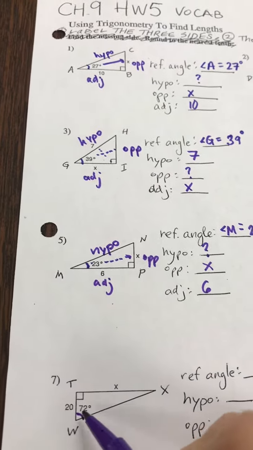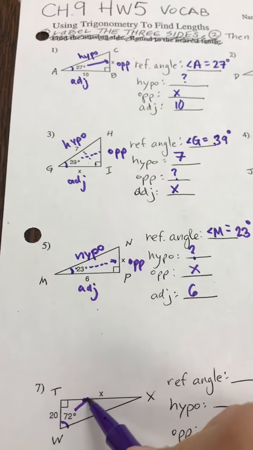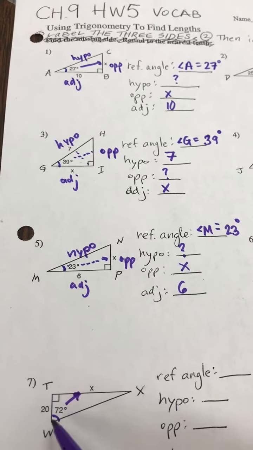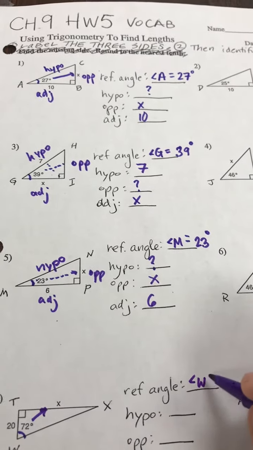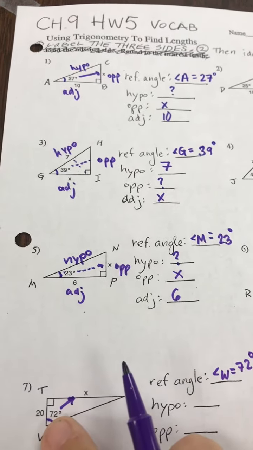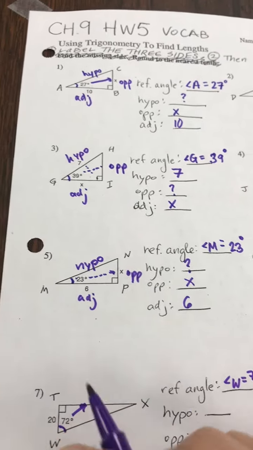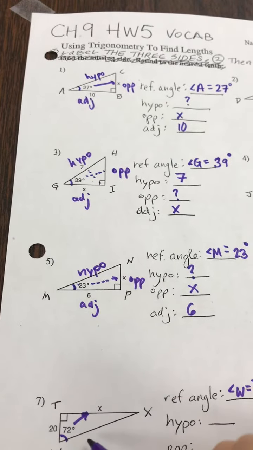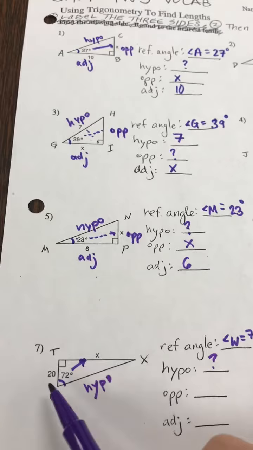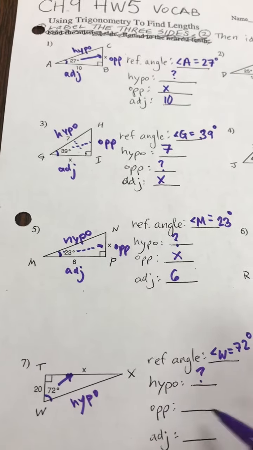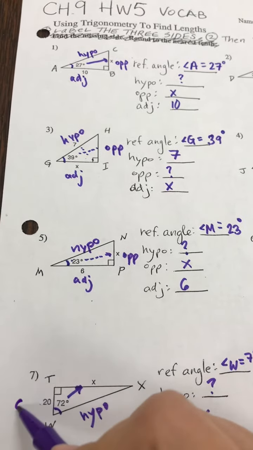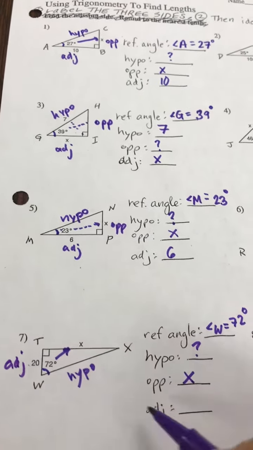Okay, here our reference angle is 72. Looks a little bit different. They spun that around. Our reference angle is angle W, which is equal to 72 degrees. And opposite angle T, I'd have to label hypotenuse. Nothing's there, so I'll put a question mark. Opposite our reference angle is side X, and that leaves the number 20 as our adjacent side.